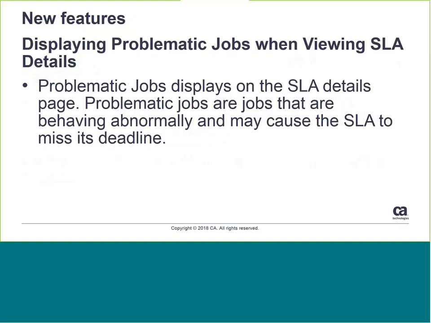Also, this is the release where we added the problematic job, which is a big benefit in terms of troubleshooting missed SLAs, to be able to go and see what jobs are a problem, and that includes long-running jobs, short-running jobs, failed jobs, terminated jobs. Anything that could cause an SLA to be predicted to miss or missed will show up in that problematic job table.